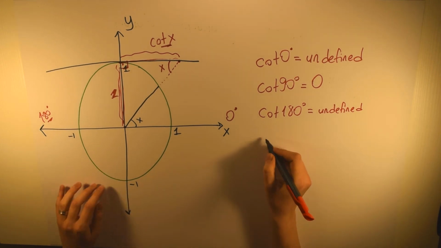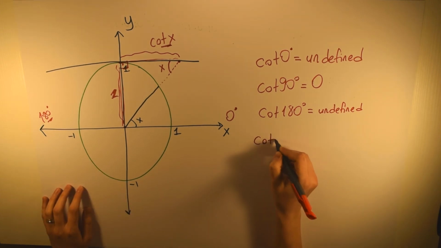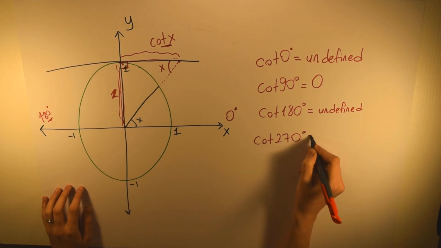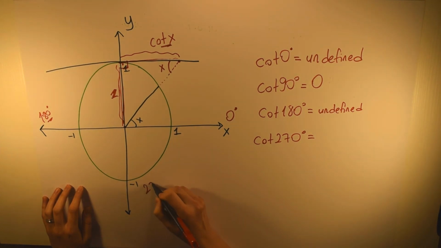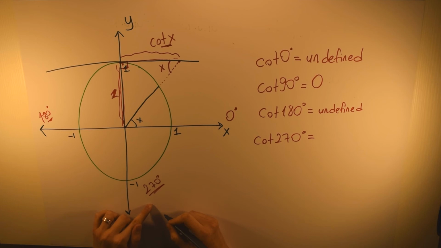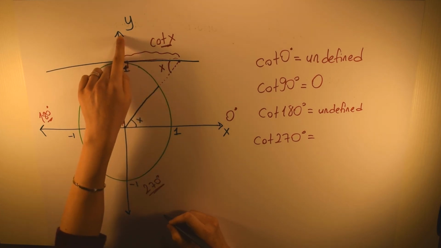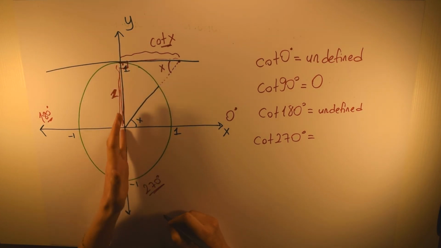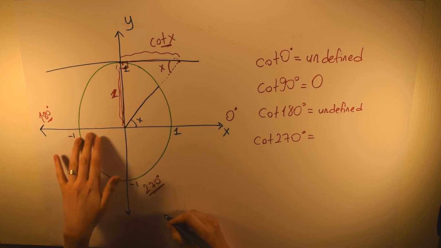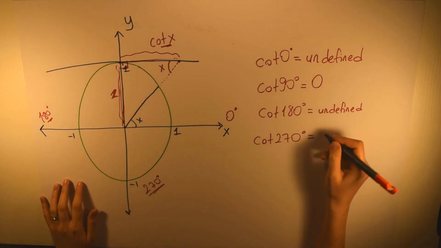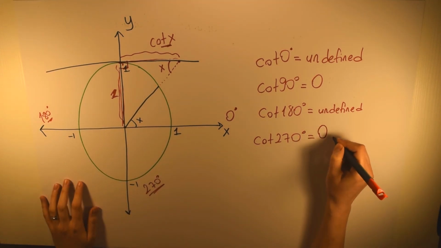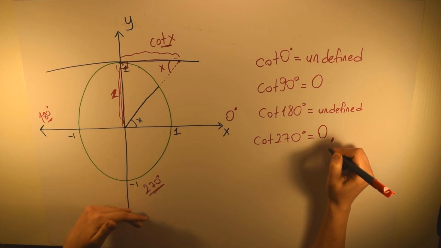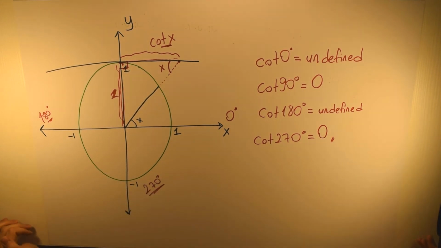When you want to find the value of cotangent 270 degrees, it's here. This is our 270 degrees, so it's the same as 90 degrees. When you extend your radius to that line, since there is no horizontal line, it's equal to 0. So this is how you find the value of cotangent on the unit circle.